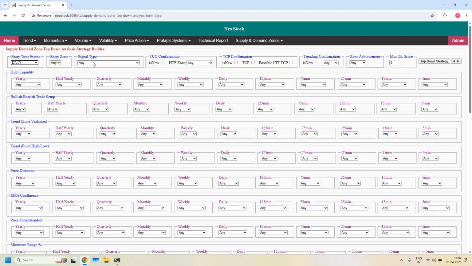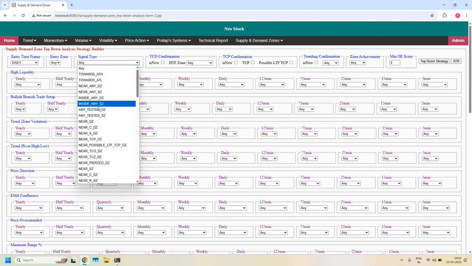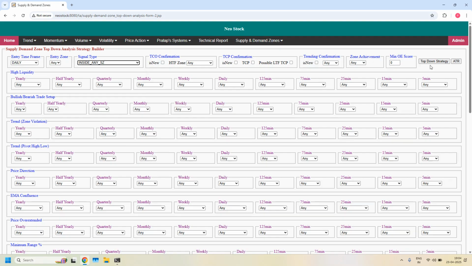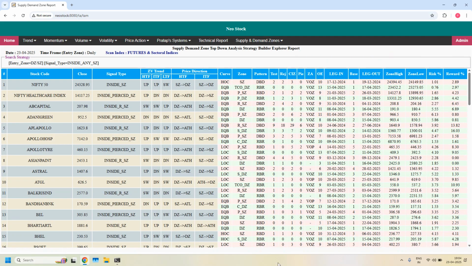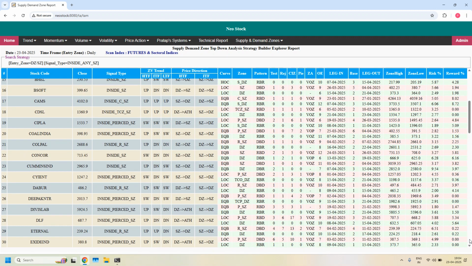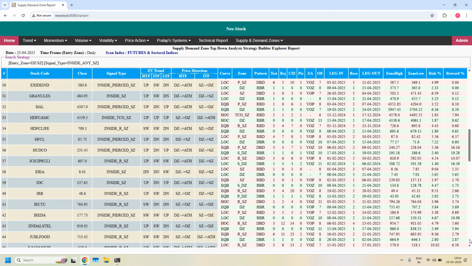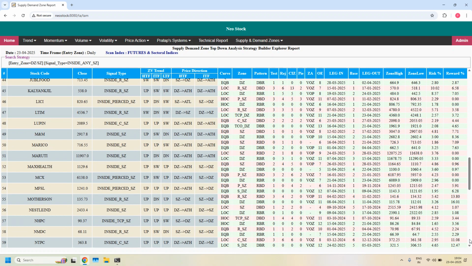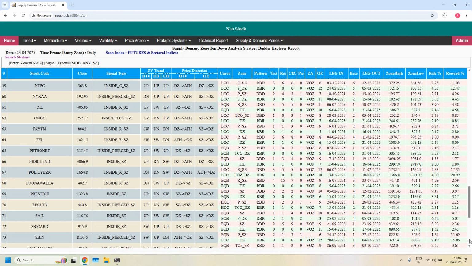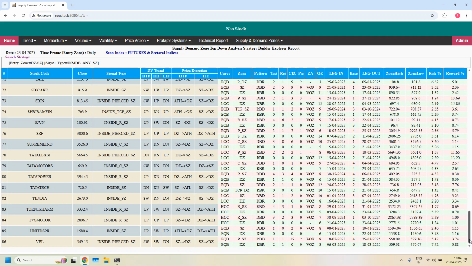Next, daily time frame. Let us find the stocks whose price closed inside the daily supply zone. First 15 stocks in the list. Scrolling the list down. So total 86 stocks are filtered.